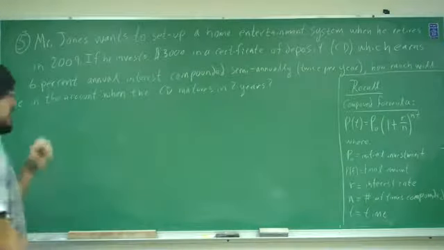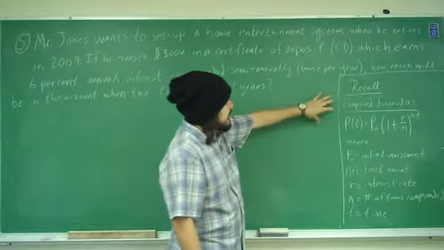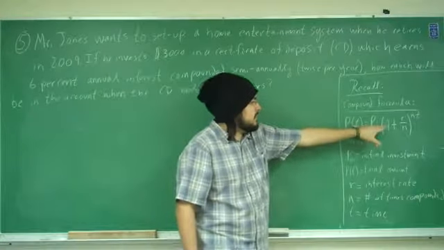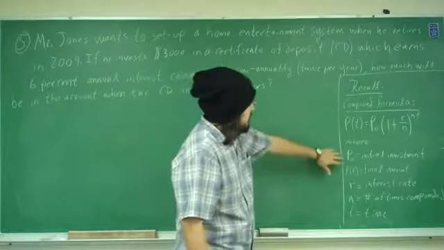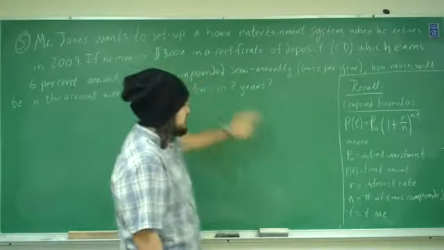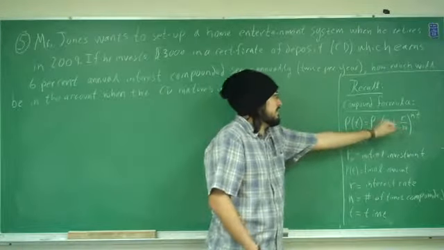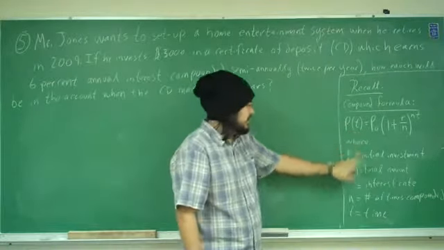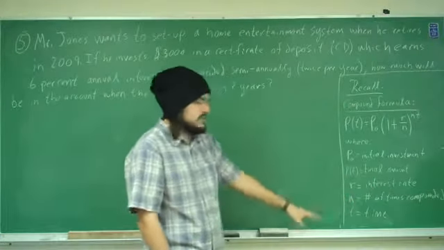Okay, so we need to recall some formulas and what each term stands for. So, the compound formula: PT equals P sub naught times 1 plus R divided by N, all raised to the NT. Where P sub naught is your initial investment, so in this case, 3,000 would be our initial investment. PT is our final amount, so after we do this compound interest and how the money matures, what's our final output? R is your interest rate, N is the number of times compounded, and T is the time.